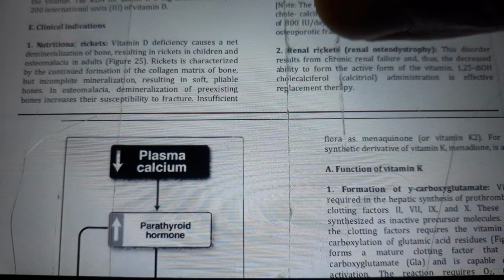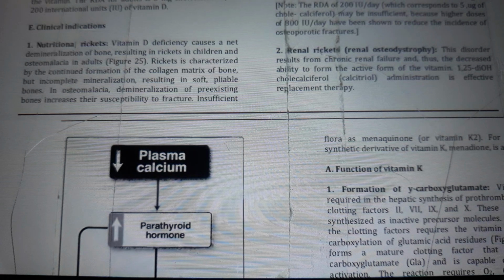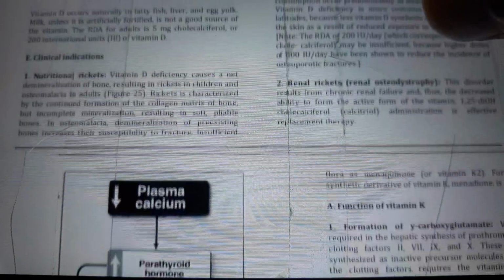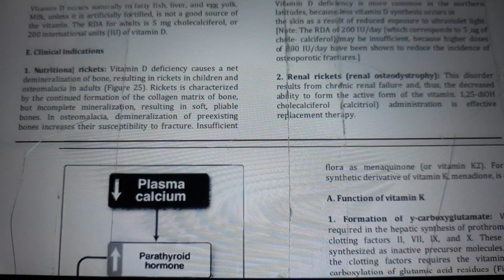Clinical conditions. Indications: nutritional rickets. Vitamin D deficiency causes a net demineralization of bone, resulting in rickets in children and osteomalacia in adults. Rickets is characterized by the continued formation of the collagen matrix of bone, but incomplete mineralization resulting in soft, pliable bones. In osteomalacia, demineralization of pre-existing bones increases their susceptibility to fracture. Insufficient exposure to daylight and or deficiencies in vitamin D consumption occur predominantly in infants and the elderly.